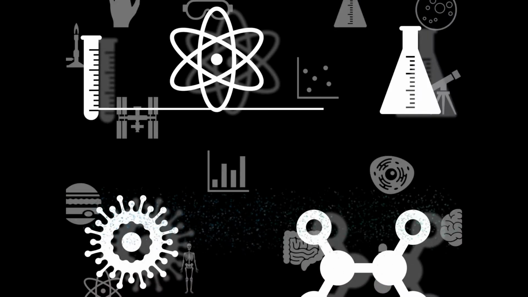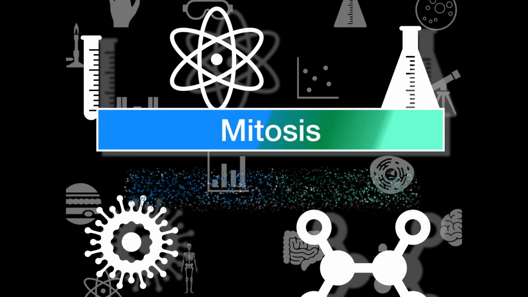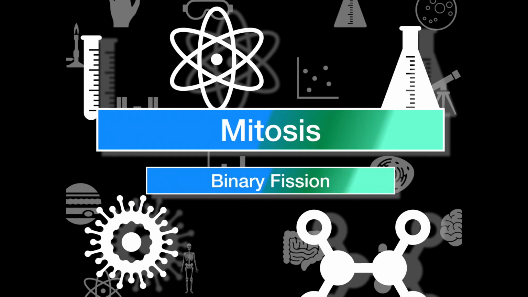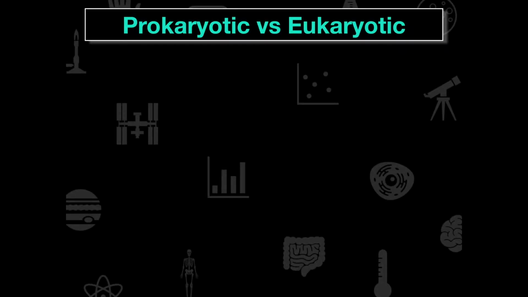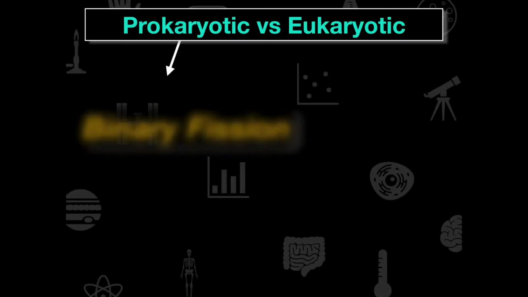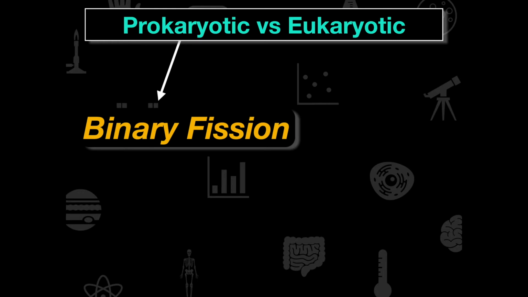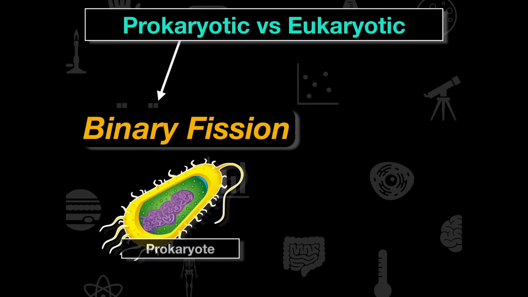Alright, ladies and gentlemen, this is going to be our next video on mitosis, and specifically looking at binary fission. Let's get started on this next video. So if we're looking at prokaryotic versus eukaryotic cells, they're going to divide differently. Prokaryotic cells do not go through this cell cycle. And remember, prokaryotic cells are unicellular organisms without membrane-bound organelles. They go through this process called binary fission.